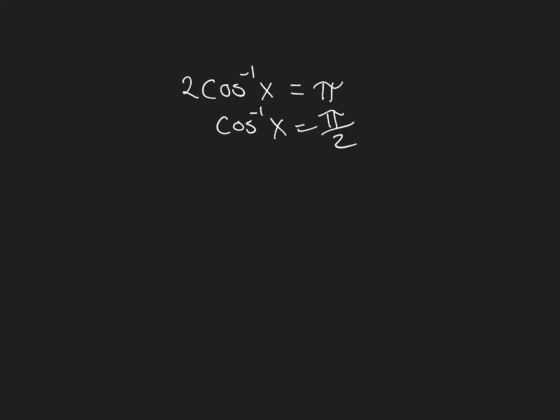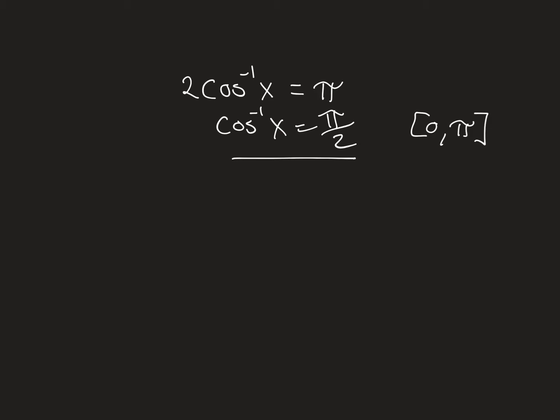Pi over 2 stands for an angle, because remember the output of inverse trig is an angle. Check to make sure that this statement is actually even possible. In other words, does pi over 2 fall in the range of inverse cosine? For inverse cosine, is it between 0 and pi? It is. Okay, so we can proceed.